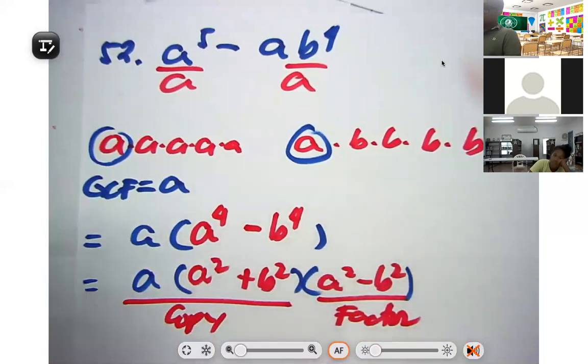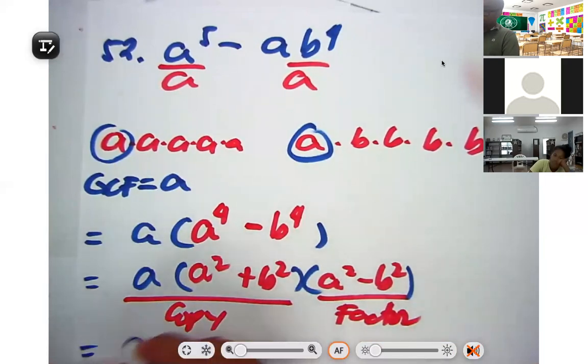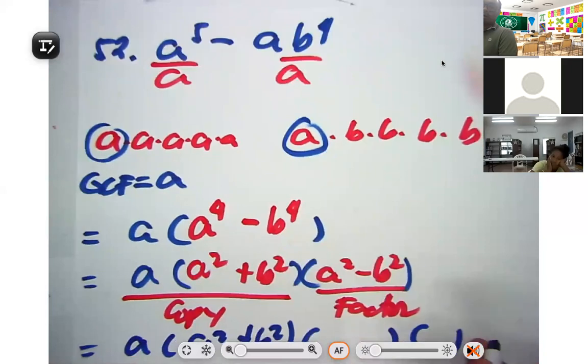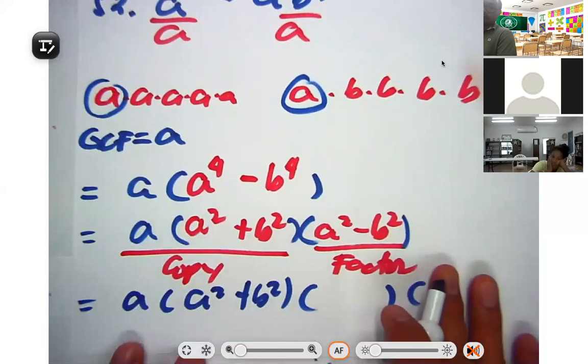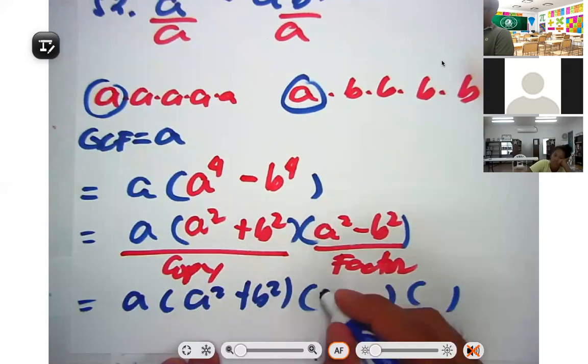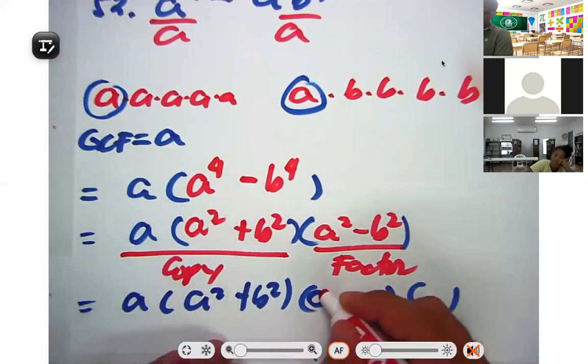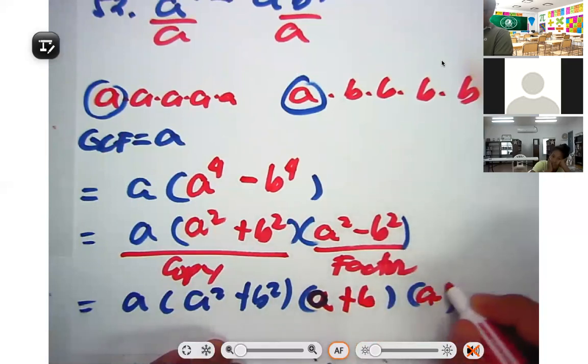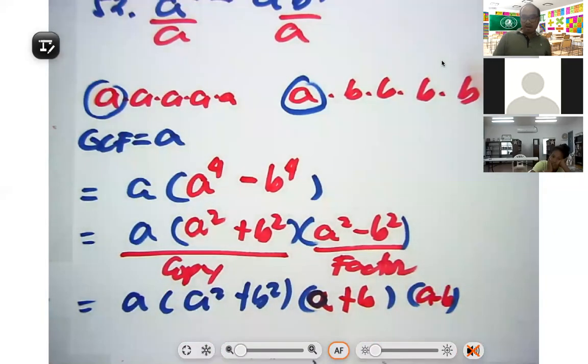So factoring after factoring, right? Copy a squared plus b squared, and then this one can be factored. What are your factors for a squared minus b squared? Square root of a squared? A, right? Square root of b squared, b. So a plus b, and the other one is a minus b. So we have 4 factors here: 1, 2, 3, 4.